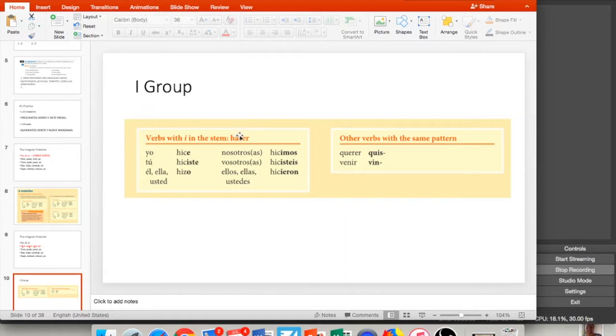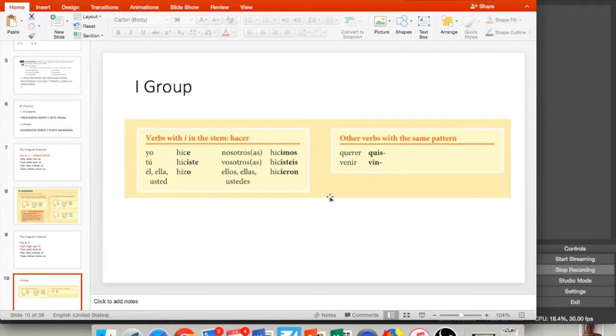So this is the verb hacer. Hice means I did or I made. Hiciste, you did or you made. Hizo, he or she did or he or she made, so on and so forth. So you have these conjugations here. Hice, hiciste, hizo, with a Z. Notice that's a little irregular too. Hicimos, hicisteis, and hicieron. Notice these bolded endings.